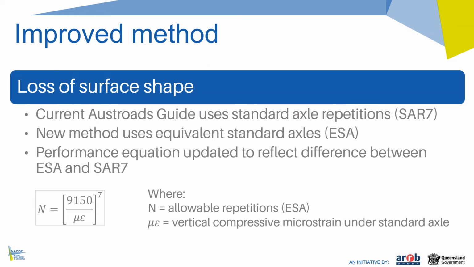So the allowable loading then for subgrade rutting can then be compared with the design traffic, which would also be in units of ESAs.